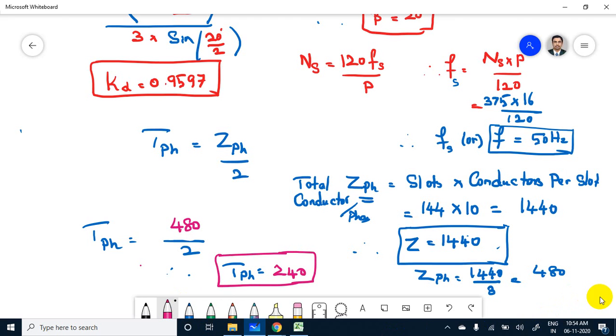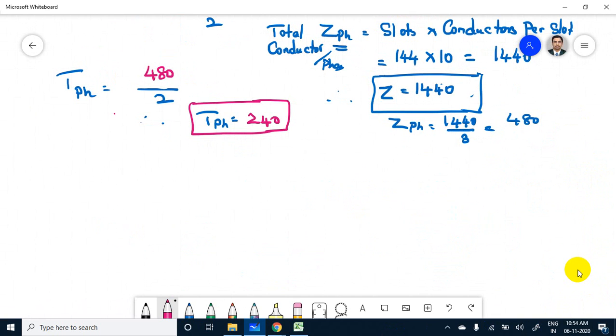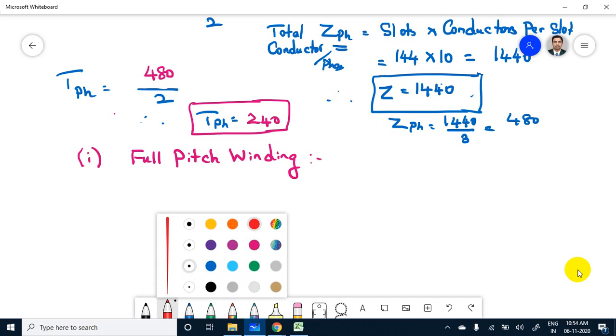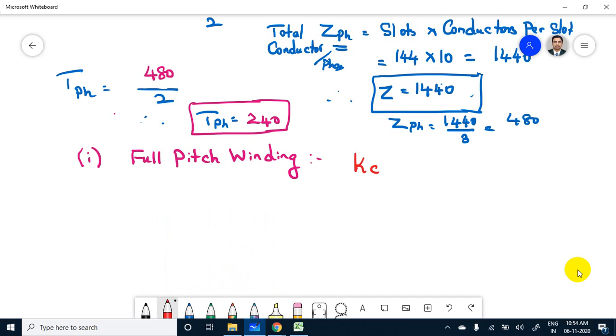Okay, now go to our question. As per our question, your first subdivision will be: we have to calculate the EMF induced for full pitch winding. In full pitch winding, the concentration factor Kc will be 1. Please take down, in full pitch winding the concentration factor Kc equal to 1.